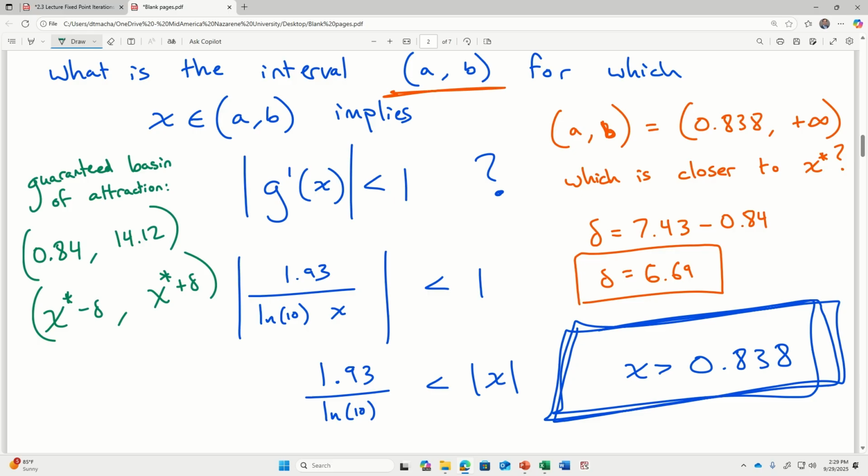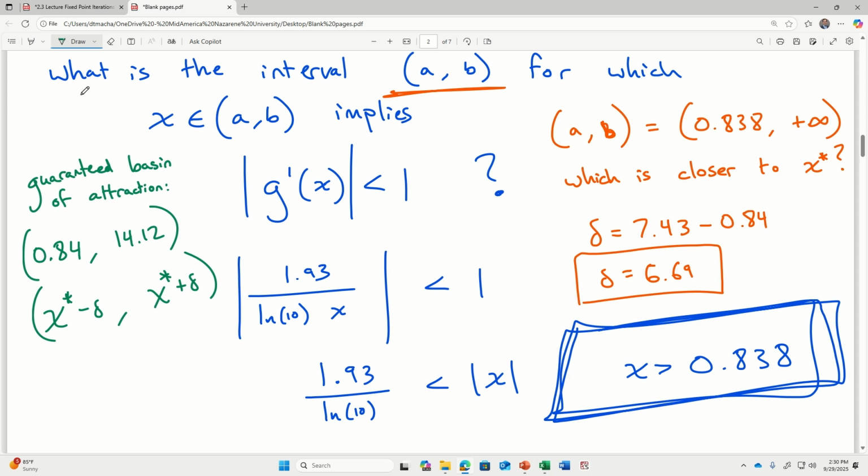In fact, there might be numbers less than 0.84, and there might be numbers greater than 14.12 that do converge. I misspoke. There might be numbers greater than 14 that do still converge, even though they're not inside the guaranteed basin of attraction. And so really the only way to figure out your actual basin of attraction is just to try a whole bunch of different starting iterates and see if they converge, kind of like we did on Wired Wednesday. Remember our Wired Wednesday with our pretty fractal pictures? That's really the only way to actually see what your basins of attraction are, is if you just try a whole bunch of different starting iterates around there.